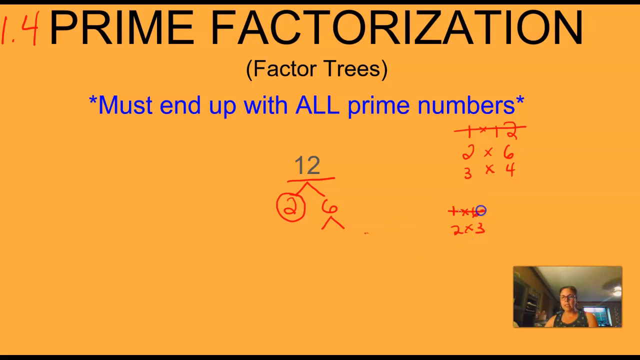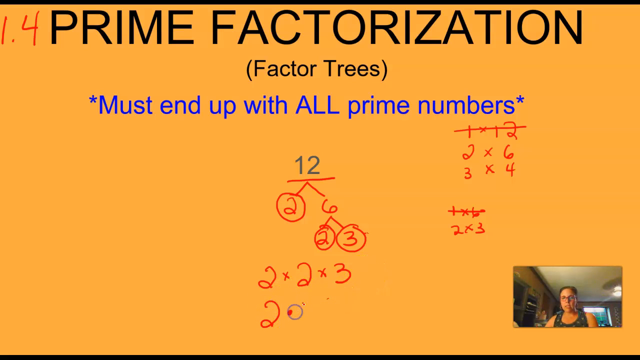So 1 and 6 won't help us. So 2 and 3. Is 2 prime? Yes. Is 3 prime? Yes. Once all the numbers that are left have circles, you are done. Well, you're not done, but you're done using the factor tree. Then you're going to say, 2 times 2 times 3, that is our prime factorization of 12. Because 2 times 2 is 4, 4 times 3 is 12. This equals 12.